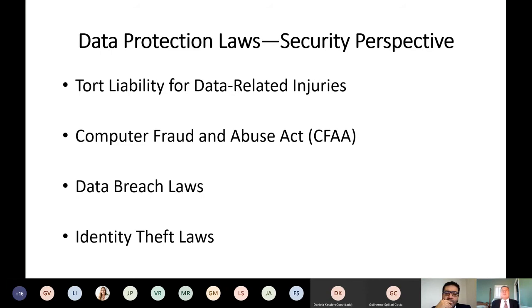You can imagine that as a company, you want to make sure you have some legal basis to protect the data. And so these are some of the laws and regulations that are in place. Let me begin by talking a little bit about tort liability for data-related injuries.